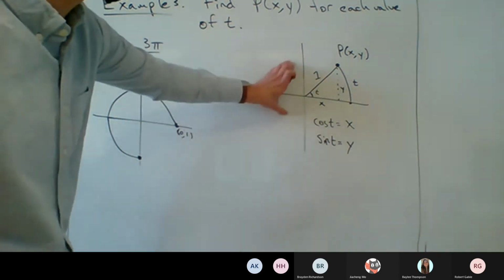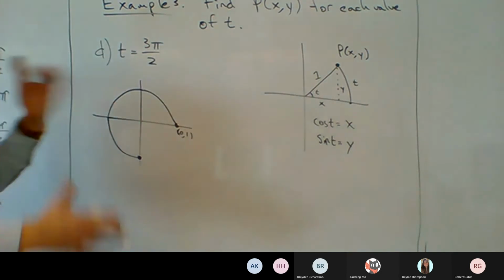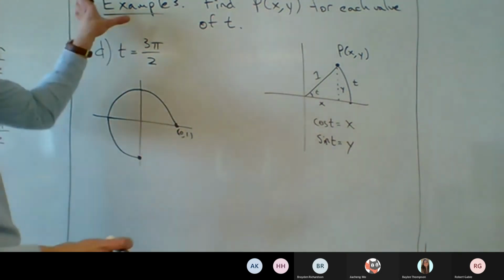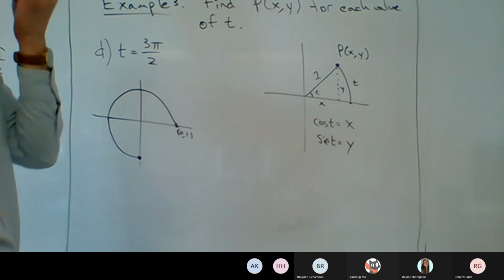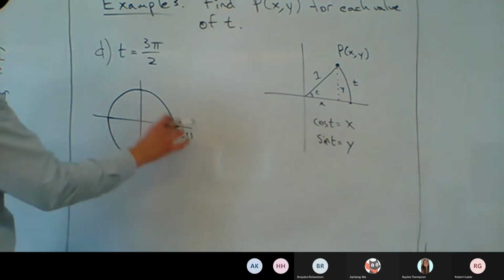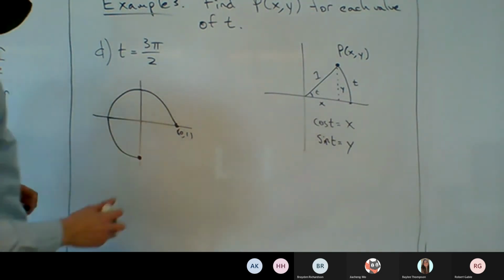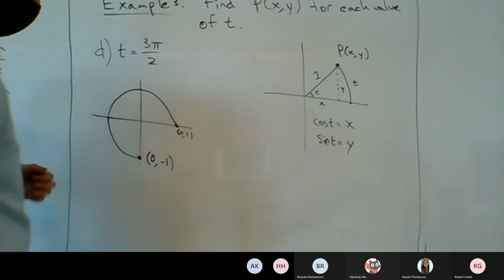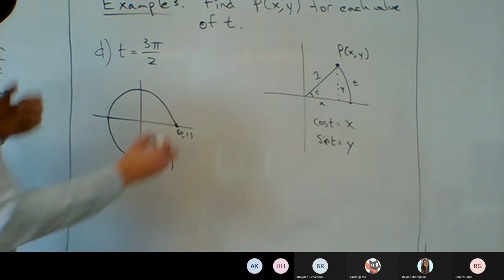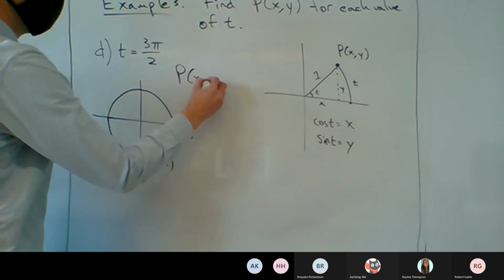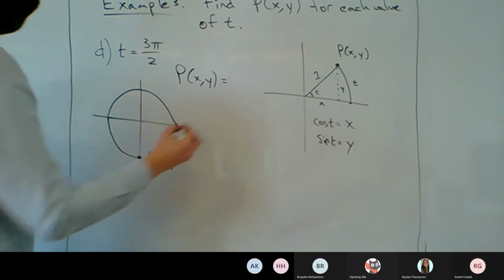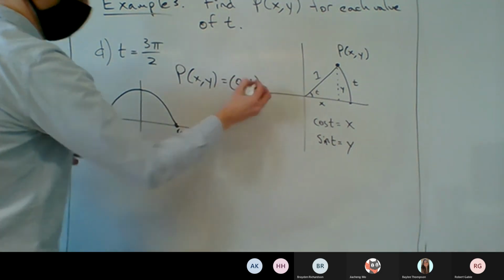Again, this picture over here that I drew is not really coming into play here. It will very much later once we can. This is a long example, just kind of reiterating all these special angles on the axes. What is this coordinate point down here? It's 0 comma negative 1. So P of xy for this t value, for this arc length slash angle, is 0 comma negative 1.